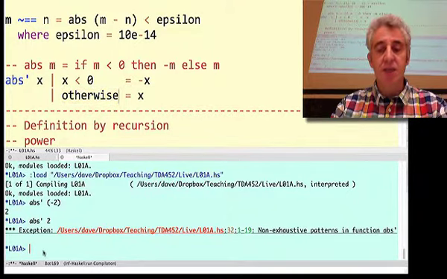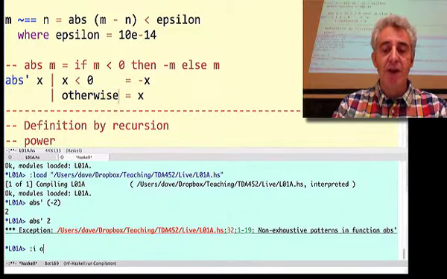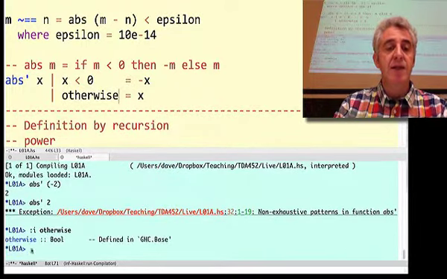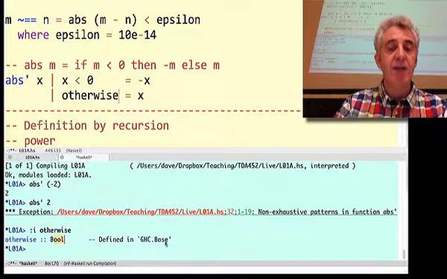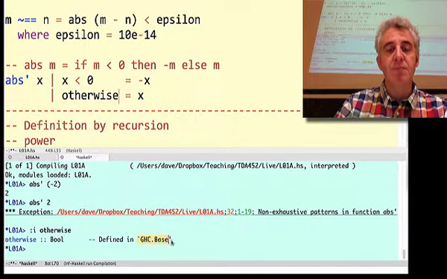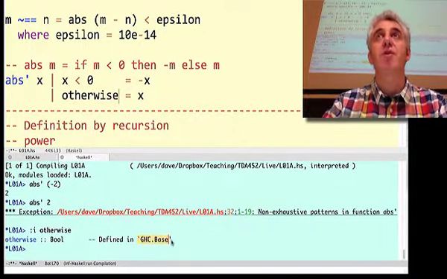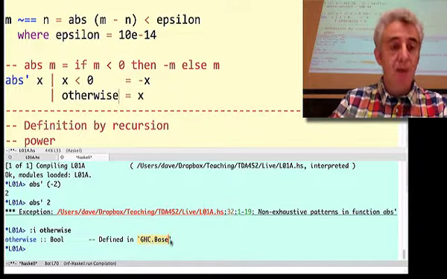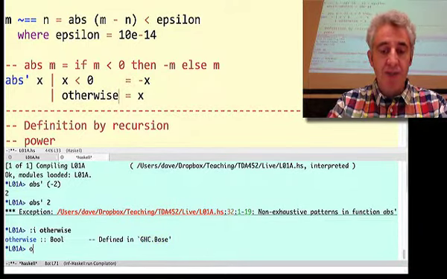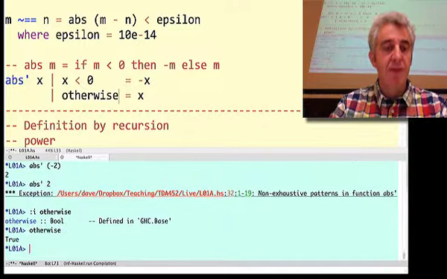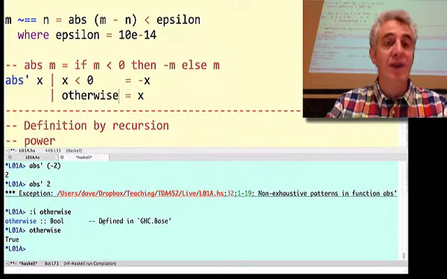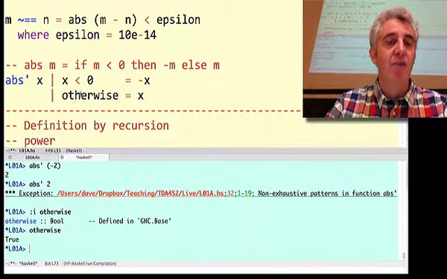I can actually ask the interpreter to give me information about otherwise. And it says it's a Boolean valued expression and it's defined in some sublibrary that is imported by the prelude. And if you want to actually see what otherwise does, it is actually true. Okay? It just gives a more readable, mathematical style of definition.